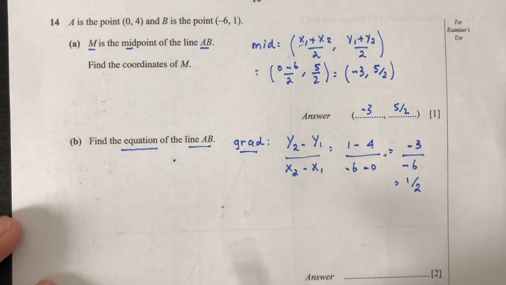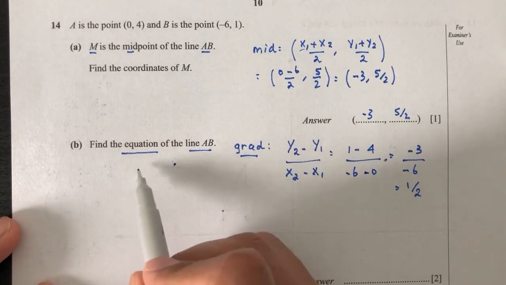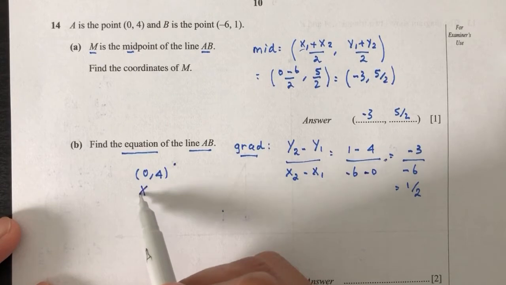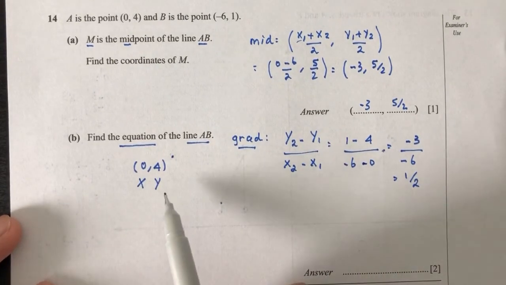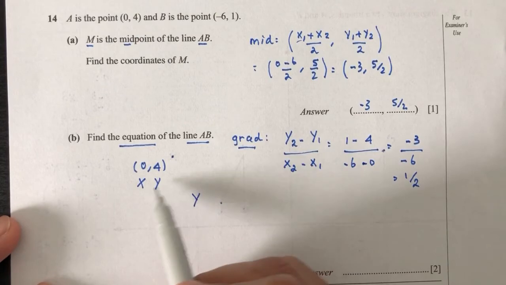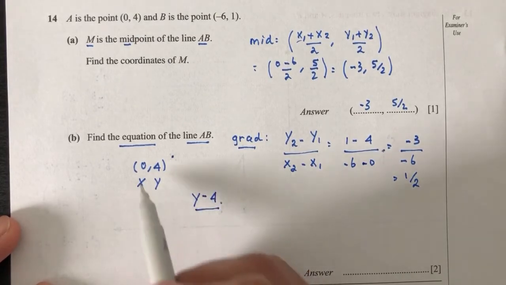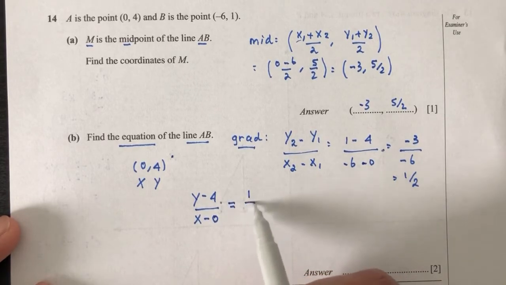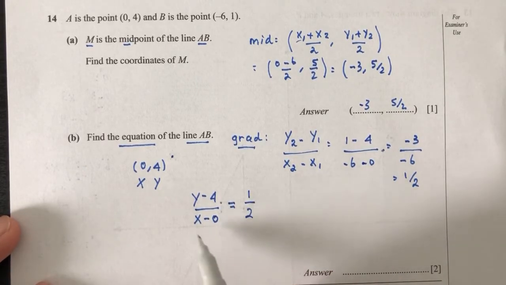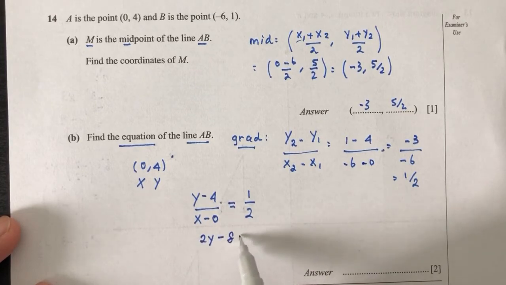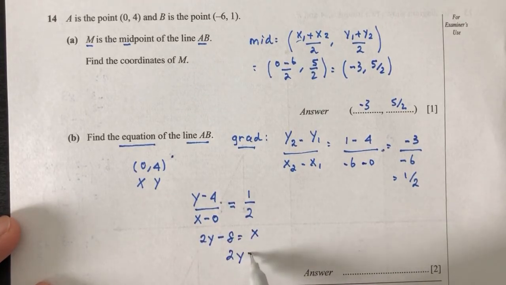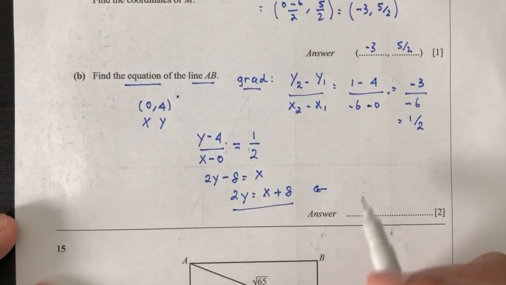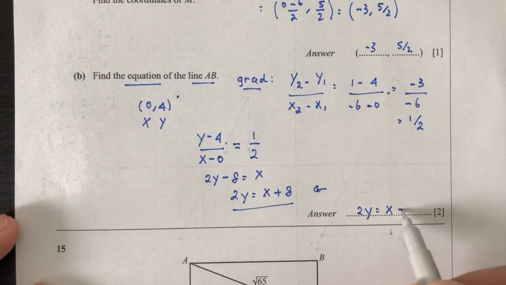So now we have to find the equation. So let's take one point from above. For example, I'll take the point 0, 4. We know this is the x coordinate and this is the y coordinate. So the equation of a line will be y minus 4 divided by x minus 0 equal to 1 over 2. So now we cross multiply, we will have 2y minus 8 equal to x. So 2y equal to x plus 8. So this is the equation of the line. 2y equal to x plus 8.